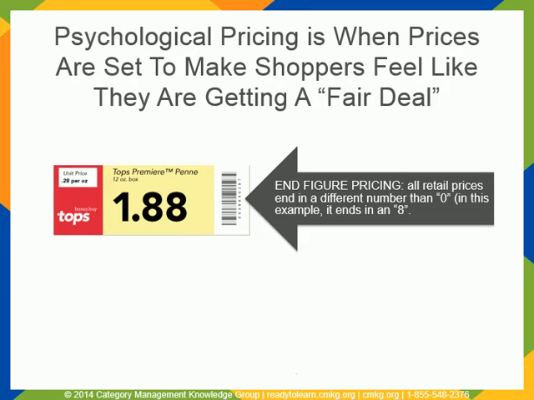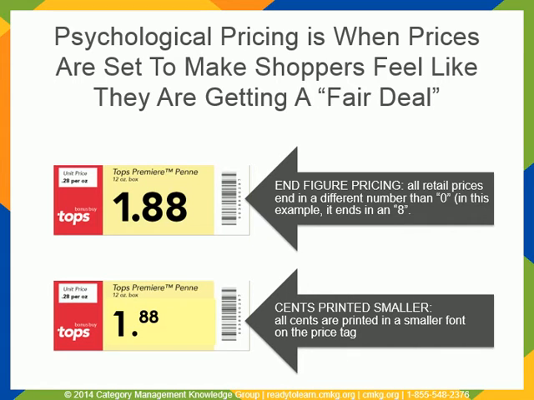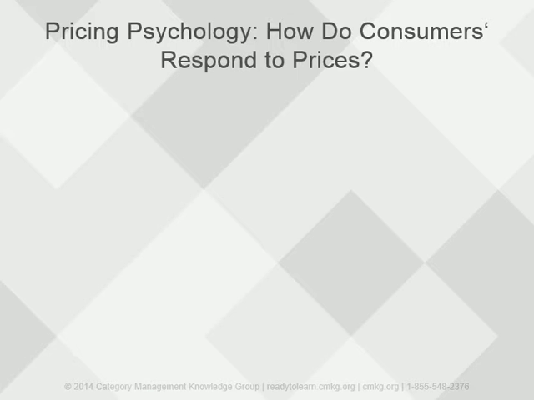In this example, the price of the product ends in an 8. Another example of psychological pricing is when the cents are printed smaller. Even though the cents are seen and not totally ignored, they may subconsciously be partially ignored. In this example, the 88 cents are smaller than the $1 figure.